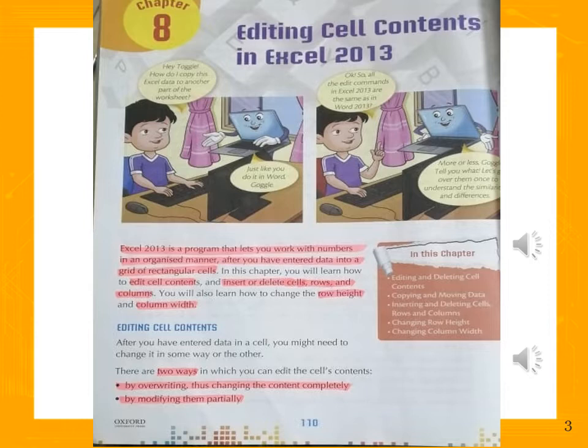There are two methods. One is overwriting, which will completely change your data, and the other is partial modification. In partial modification, you will slightly change the data, not the whole data will be changed. You can change, like if you have written 2 to 3 sentences even in a cell and you want to change only one word, you can do it by partial modification.